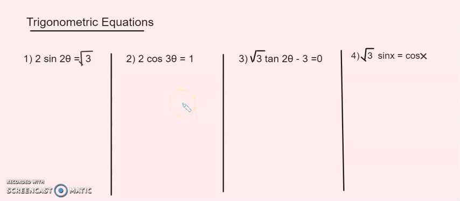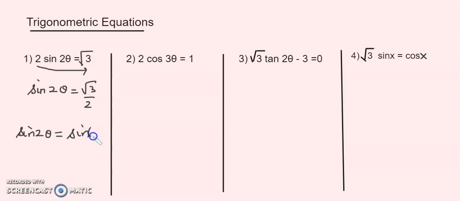As the first step, we are going to shift the 2 to the other side. That means it's going to be divided. So you'll get sine 2 theta equal to root 3 by 2. Now, which angle of sine is root 3 by 2? Yes, it's sine 60, right? So the sine and the sine get cancelled on both sides. So you'll get 2 theta equals 60. So what is our theta? Yes, it's 60 divided by 2, 30, right?